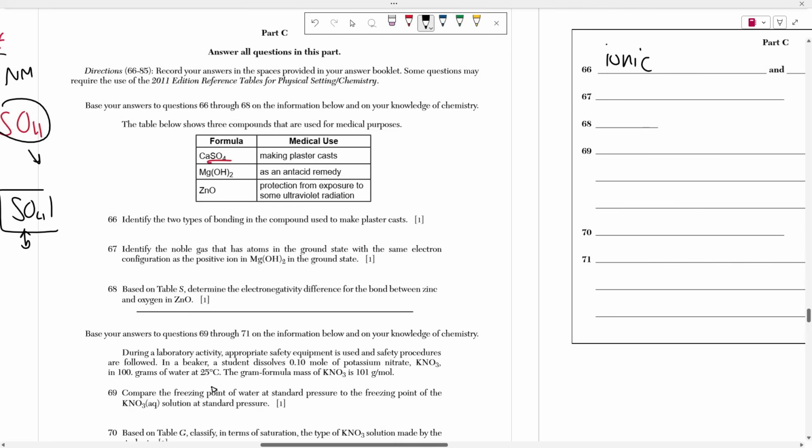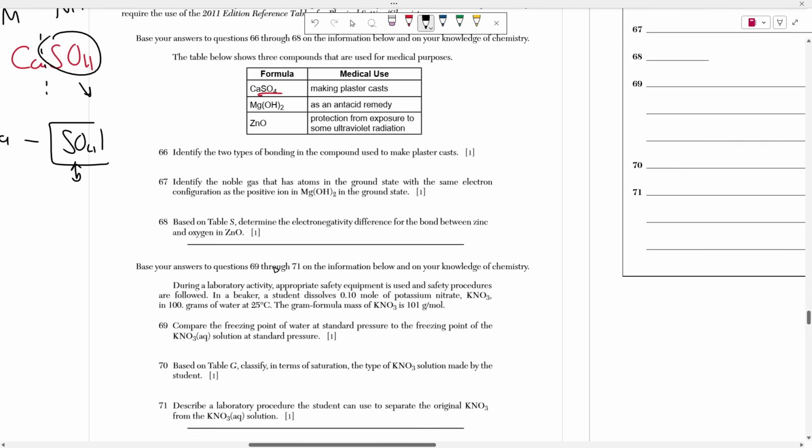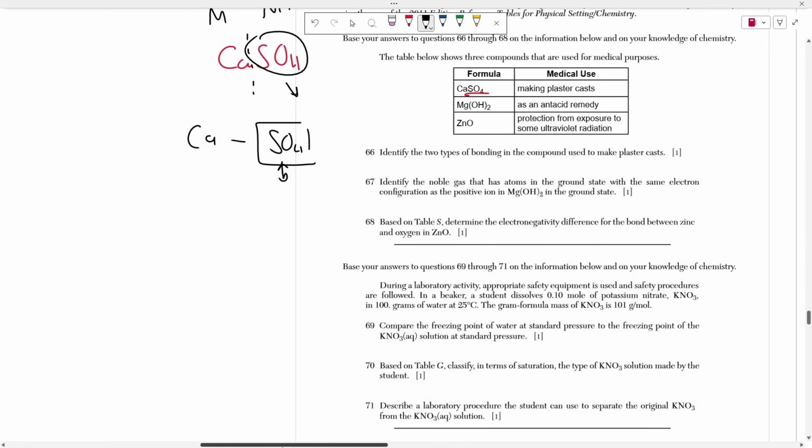All right, moving on to 67, it asks us to identify the noble gas that has atoms in the ground state with the same electron configuration as the positive ion in MgOH2 in the ground state. All right, so notice here how MgOH2 is made in the same way that CaSO4 is. It's a metal over here that's bound to a polyatomic ion, right? It's an ion. This OH has a charge, and it's made up of many atoms, right?